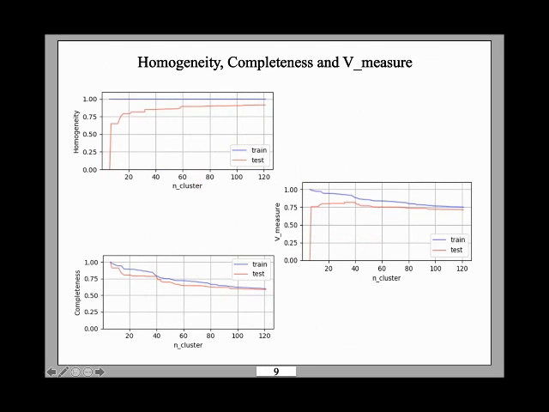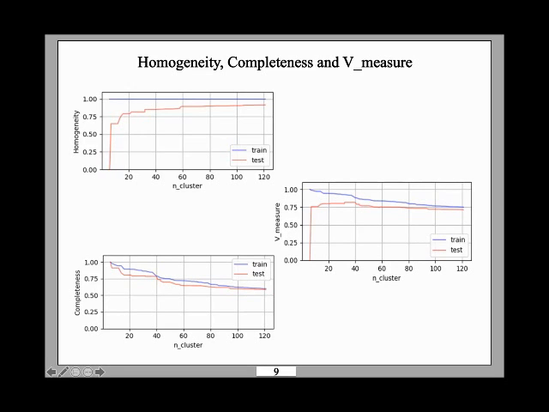Homogeneity shows that each cluster contains objects that belong to only one class. Completeness allows determining the percentage of a single class sample that belongs to a single cluster. V-measure is the harmonic mean between completeness and homogeneity. All three characteristics are normalized within 0 to 1, where 1 corresponds to the best result.